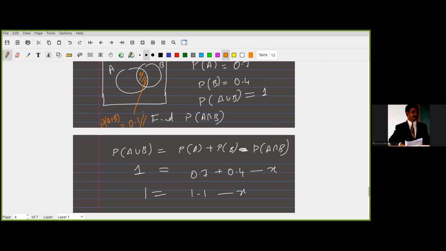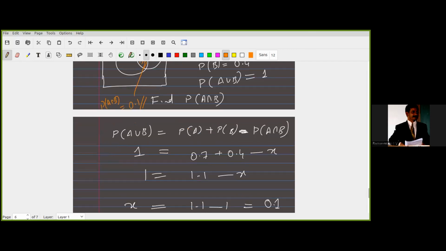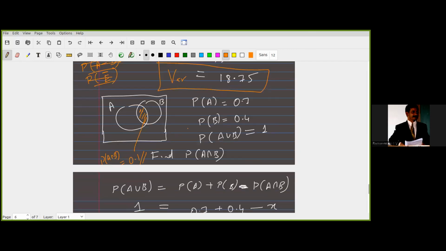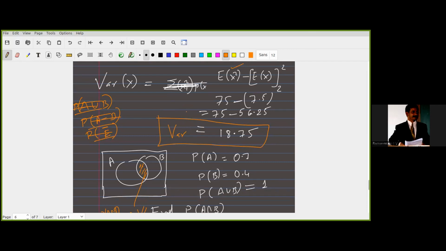So such problems where you need to put the Venn diagram will also be appearing. So please look into these problems. So I just created this short thing for you guys to be helped.